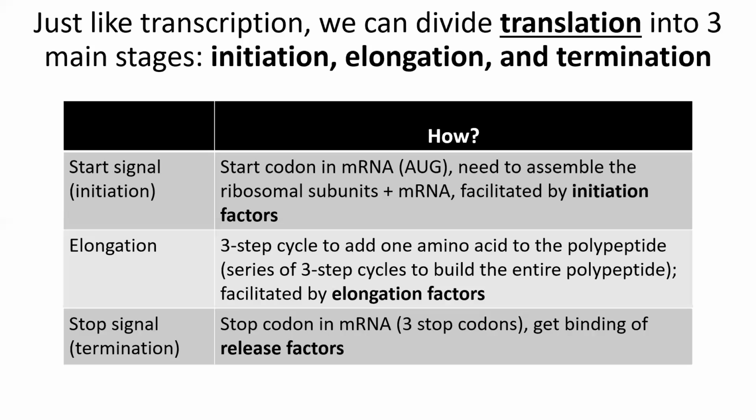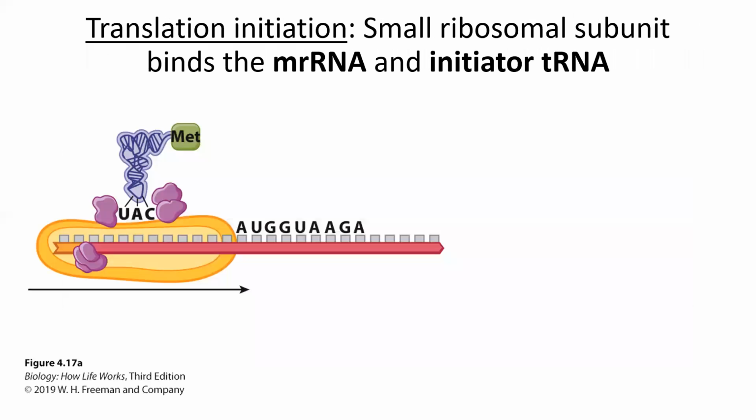And again, just like you have initiation factors that help start things along, you also have elongation factors, which help keep things going. You also have a stop signal. So this will be your stop codon or your terminator region in the mRNA. And we have 3 different stop codons, and we'll talk about those particular codons. And just like you have elongation factors to keep the process going, you also have release factors to end the process. So that's basically our 3 stages of translation.